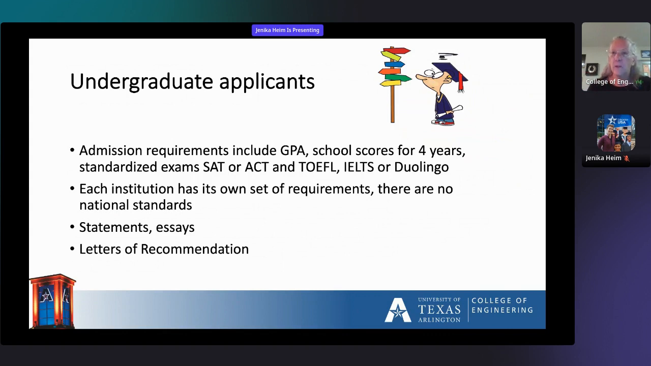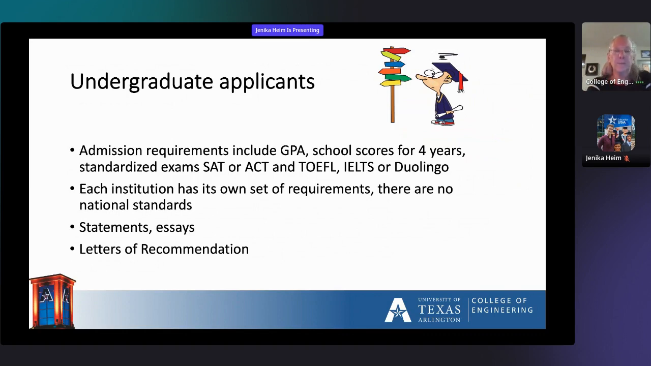Some applications are going to require statements of purpose or essays. Some are going to require letters of recommendation. Some might even require you to provide information on a project or research that you've done, because every single one's going to be a little bit different. So keep that in mind. The thing I tell students is get a big whiteboard or an Excel spreadsheet and just keep track of what is required for every school that you want to apply to.